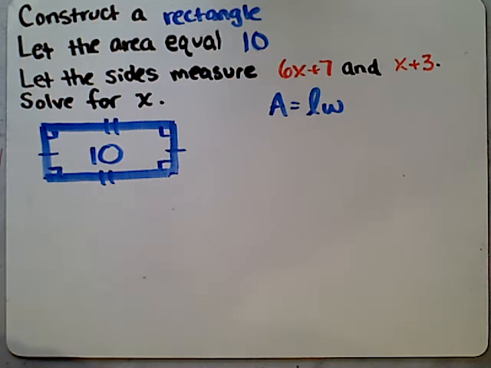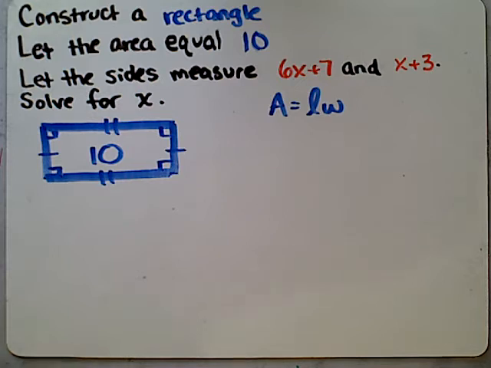We'll be providing you with the area and the side measures. Now, the side measures in this case will be represented as expressions. So we'll have a side measure of 6x plus 7. We'll have another side measure of x plus 3. And we'll be using those expressions and that given area to solve for x.